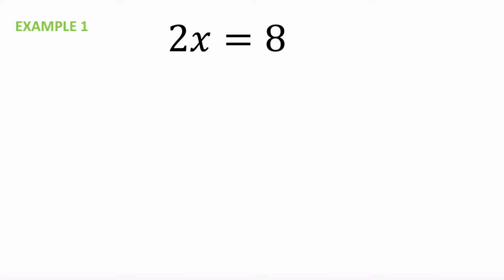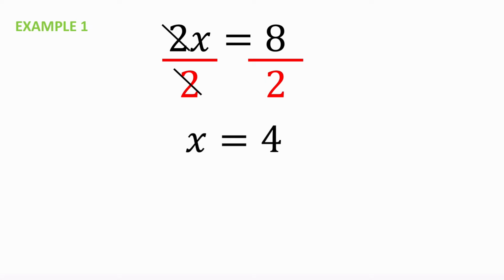Case 2. Equations involving multiplication. Suppose I have 2x = 8. This means 2 times x is equal to 8. I can find x by dividing by 2 on both sides of the equation. We see that the 2s cancel on the left, and so x = 4.